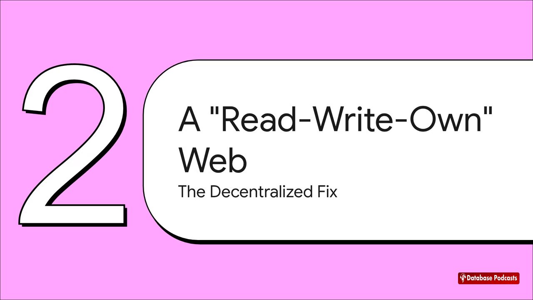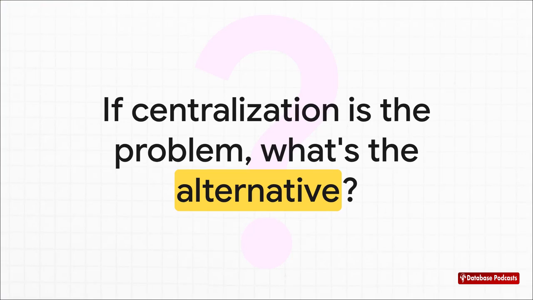Okay, so if the old way of doing things is broken, what's the fix? Well, this leads us straight to the vision for a read, write, own internet. It's a whole new architecture, and it's designed from the ground up with decentralization and user control in mind. And that's the million-dollar question, right? If centralization is the bad guy in this story, where do you go from there? The alternative isn't just a small tweak. It's a completely different way of thinking about how we store, access, and control information online.